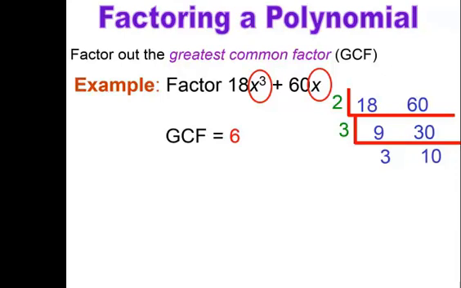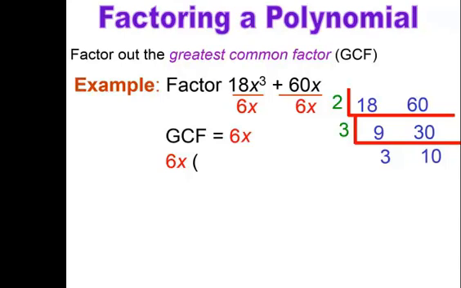Then I look at the variable part, and I look at the variable with the lowest exponent, which is just that x. So I end up having 6x as the greatest common factor, or the GCF. Now that's the GCF, but I have to factor this, which means I have to take the GCF and put it on the outside of an open parentheses. Then what you're going to do is take that GCF and divide it from each term.